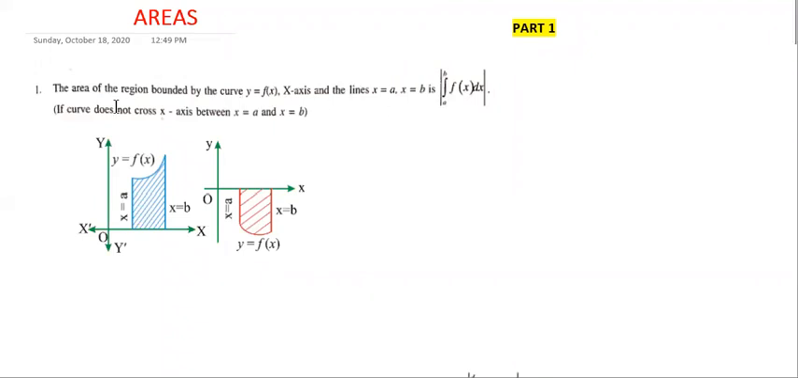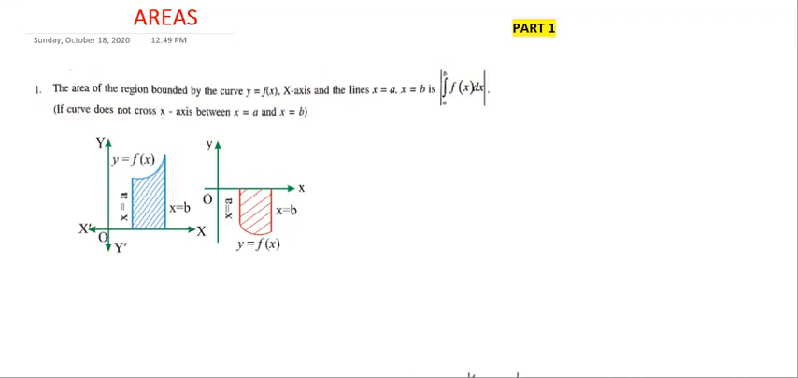First point, the area of the region bounded by the curve y is equal to f of x, the x-axis, and the lines x is equal to a, x is equal to b. So one curve is given, y is equal to f of x, and the x-axis, and the lines x is equal to a, x is equal to b, is modulus integration a to b f of x dx.